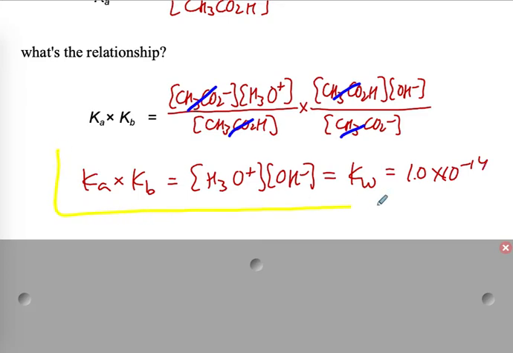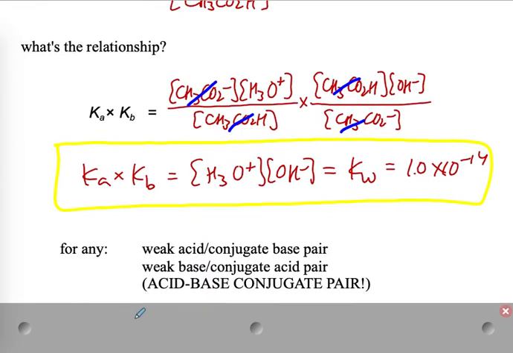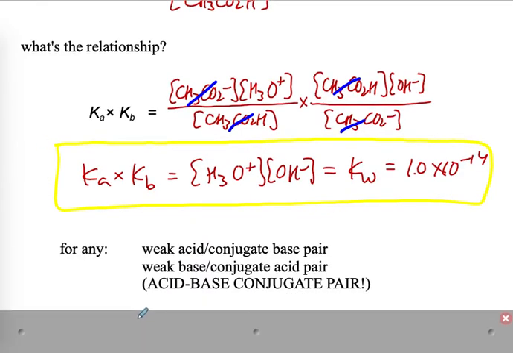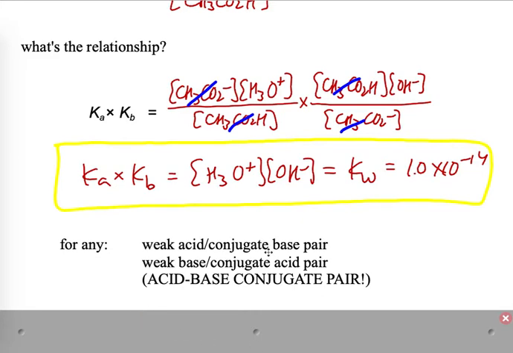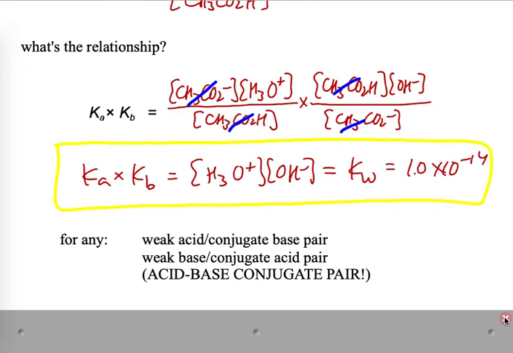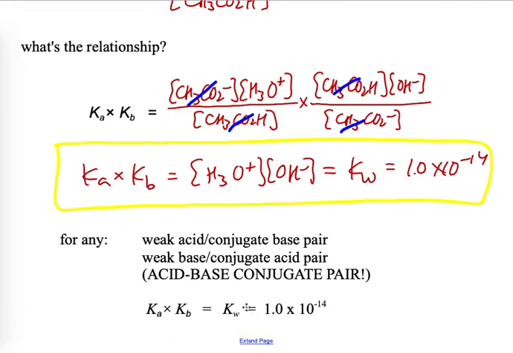This is hugely important. Okay? What this shows us then is that for any weak acid conjugate base pair or any weak base conjugate acid pair, or let's stop using those terms and just be much more general and call it an acid-base conjugate pair, because it doesn't matter which one we consider the acid and which one we consider the base, Ka times Kb equals Kw equals 1.0 times 10 to the negative 14th. So if you know Ka for a weak acid, you can use this to calculate Kb for its conjugate base. If you know Kb for a weak base, you can use this to calculate Ka for its conjugate acid.